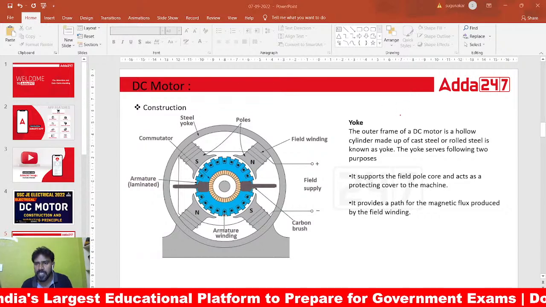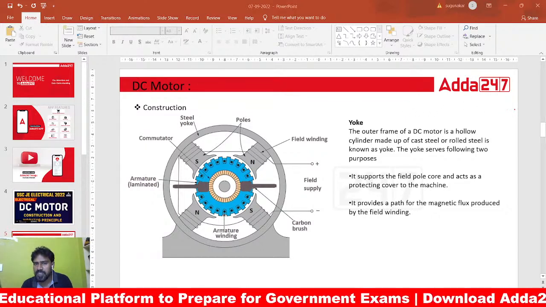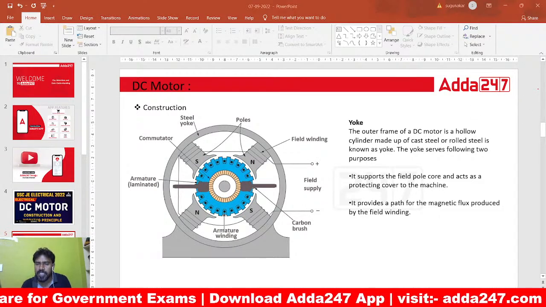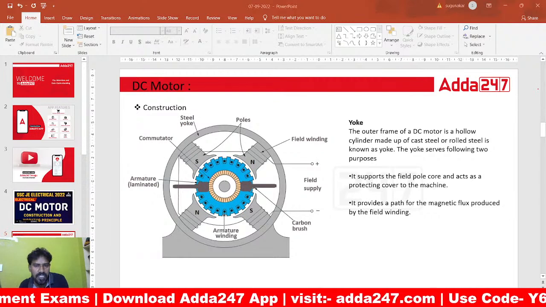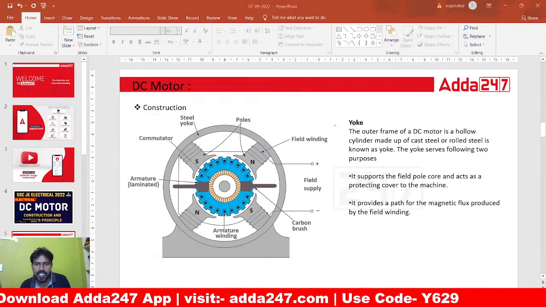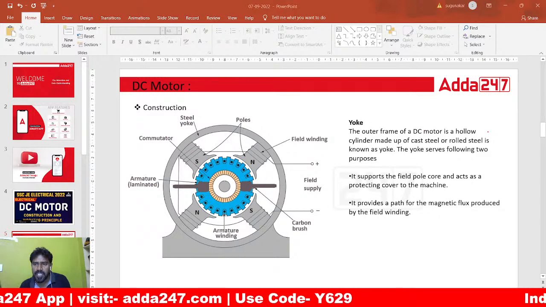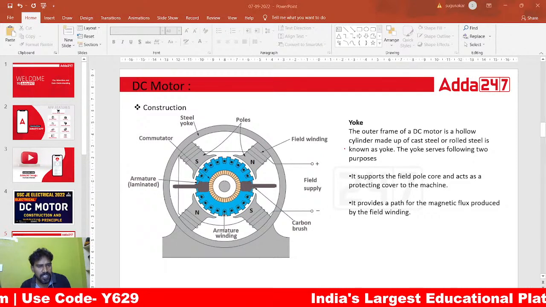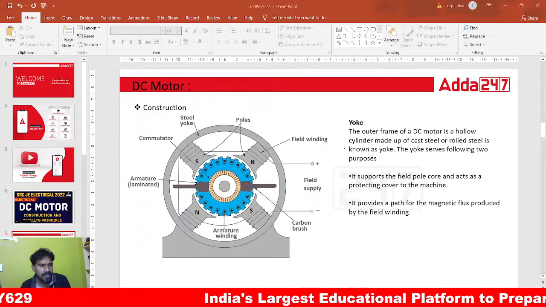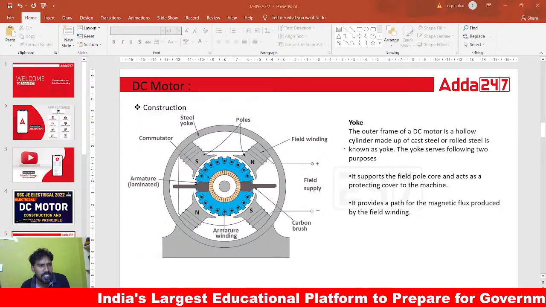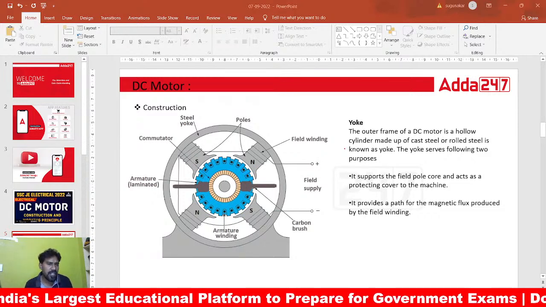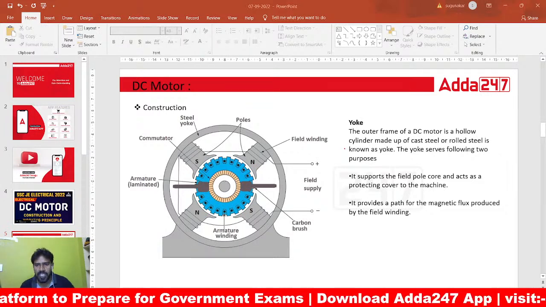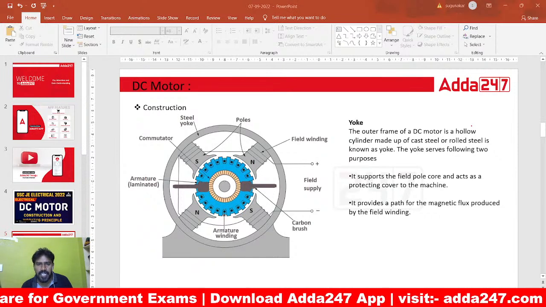Already I explained, the core is made up of soft steel. You can remember this as the answer. The armature core is made up of soft steel laminations which are insulated from each other and tightly clamped together. Because when it is rotating, if you do not fix it tightly, it may detach while rotating. That is why it is tightly clamped together.